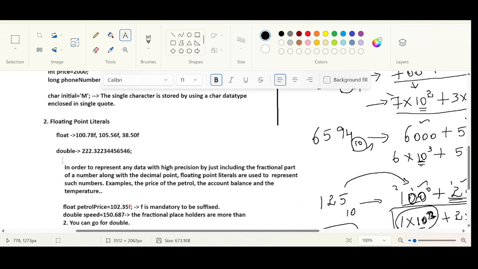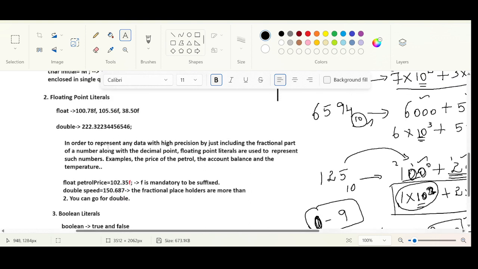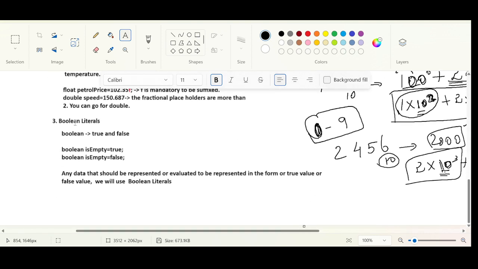The floating point literals are again subcategorized into 2 types. One is float, the second is double. If you use float, you consider a limited fractional part. If you use double, the fractional part is very precise, very specific. You won't ignore any part of the fractional value. This is how, if you want to represent any data with high precision, you can go for float or double.